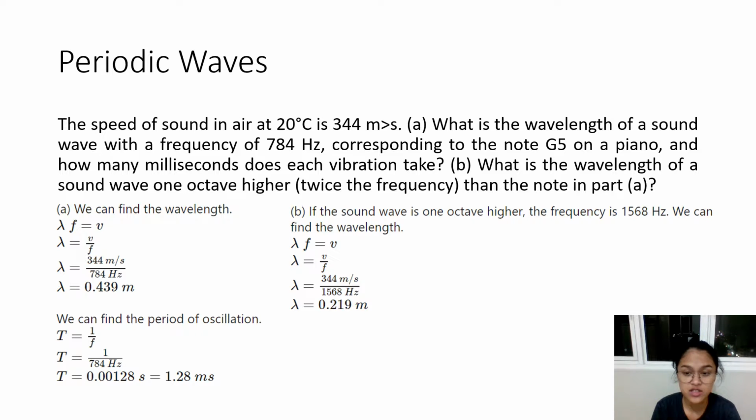So for B, if the sound wave is one octave higher, which is twice the frequency, that would be 1568 hertz. That's just 2 times 784 hertz. So now we can find the wavelength using the formula wavelength equals the velocity over frequency. So that's going to be 344 meters per second over 1568 hertz, and we will be getting 0.219 meters.